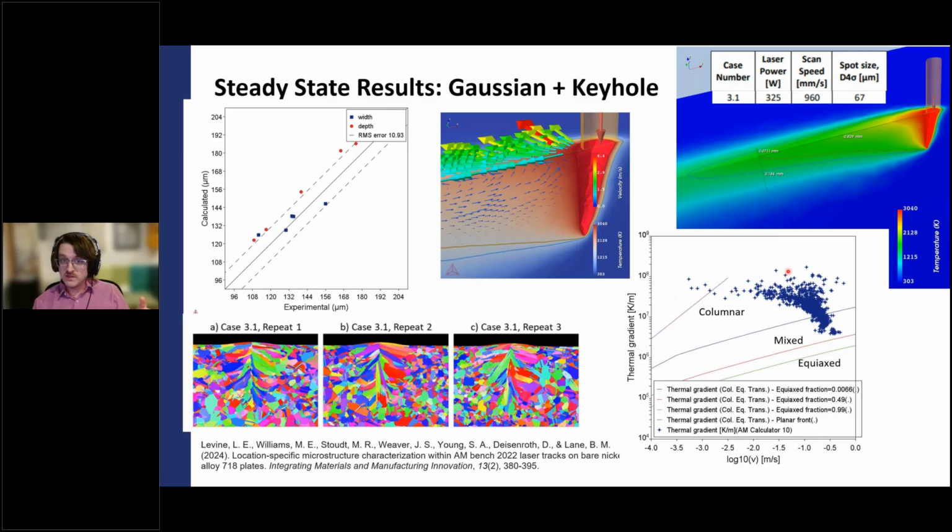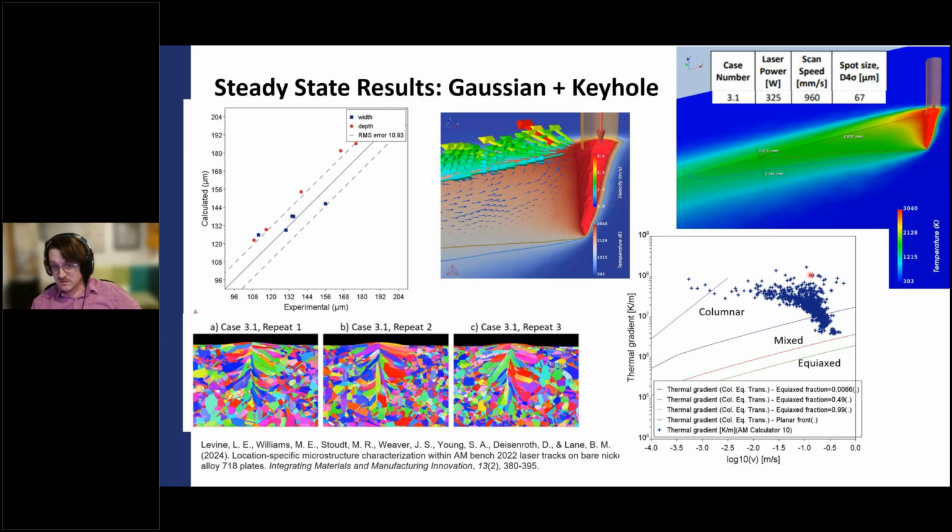But what I want to show from here is we can also now generate maps of G and R. So we additionally have a columnar to equiax transition model. The lines on here are actually calculated for 718. So every alloy will have a slightly different CET transition point. This purple line is the planar growth region. The blue line is the columnar to mixed transition region, and then the red and the green are kind of when you get more into equiax. So these lines basically are just equiax fractions, right? So columnar to equiax transition models kind of predict mostly columnar, mostly equiax, or mixed.